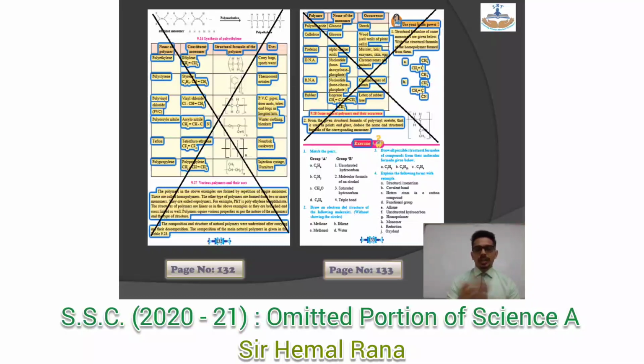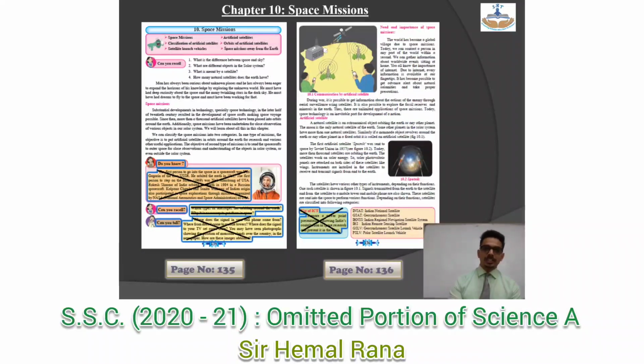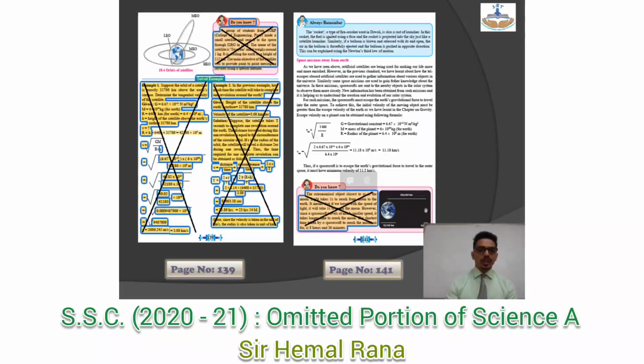So students, we come to your next chapter, chapter 10, space missions. On page number 135, students, we do not have do you know, can you recall, and can you tell. So your three back-to-back questions, that is do you know, can you recall, and can you tell, this part has been omitted. On page 136, we do not have use of ICT. Even this part has been removed from your syllabus. Coming to page number 139, everything has been omitted except your diagram of 10.4. Only your diagram remains, rest everything has been omitted.